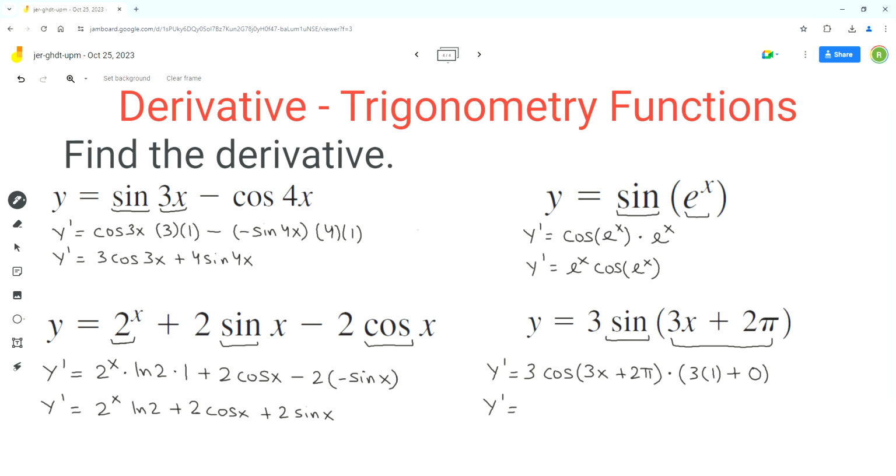Now we can simplify this expression. Now in the second parentheses, 3 times 1 is 3 and 3 plus 0 is just 3. So we can multiply the result of that by the 3 at the front. So this should be the final answer for the derivative of this fourth function. So these are the steps you have to keep in mind to solve problems like these.